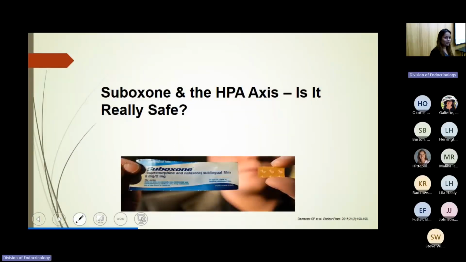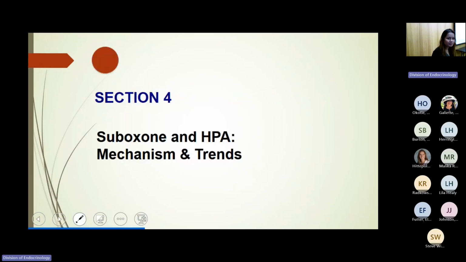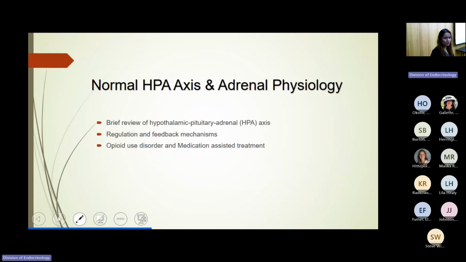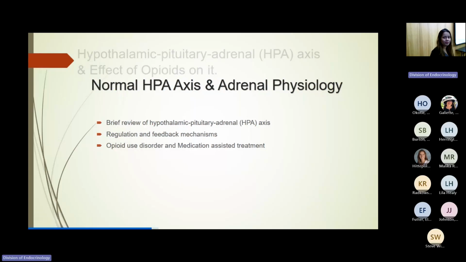And now comes the question: Suboxone and the HPA axis, is it really safe? Is this the answer that we're looking for, or is it without any risk attached? To answer that question, we'll talk about the HPA axis first. What is the hypothalamic-pituitary-adrenal axis, and how is Suboxone causing any effect on that? We'll do a brief review of the axis, how it is regulated, and how opioid use disorder and medication-assisted treatment fit into this picture.